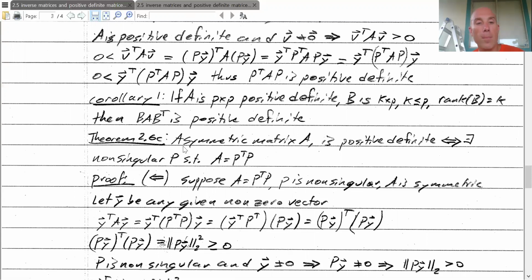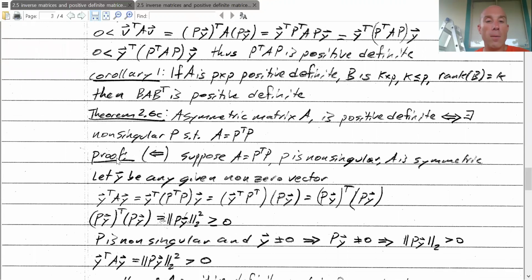Now, if I look at this next one, for a symmetric matrix, it will be positive definite if and only if there exists a matrix that I can factor A into as P transpose P. Okay, so a symmetric matrix is positive definite if and only if I can factor it into P transpose times P. Let's go ahead and prove the going from the right-hand side to the left-hand side.